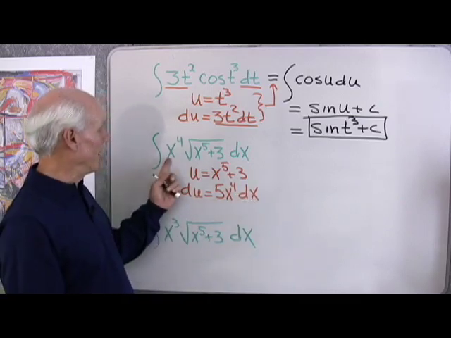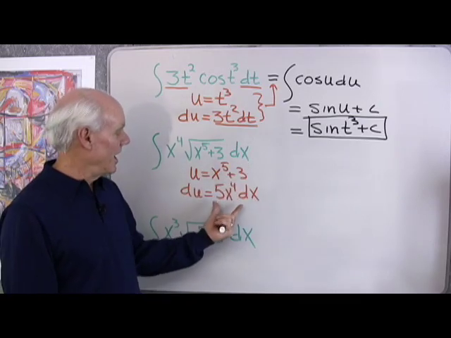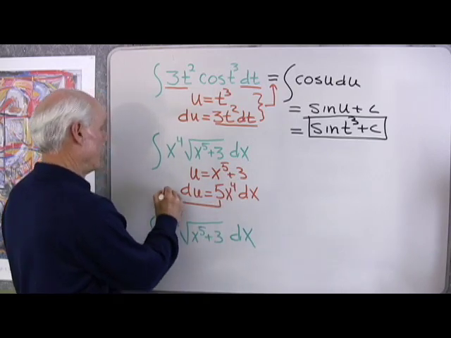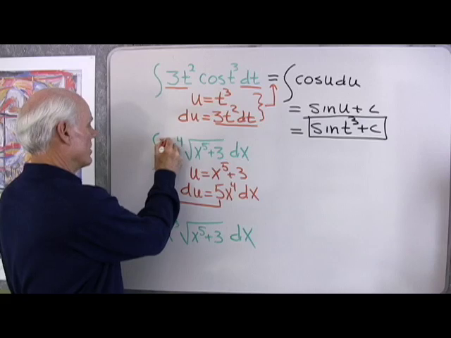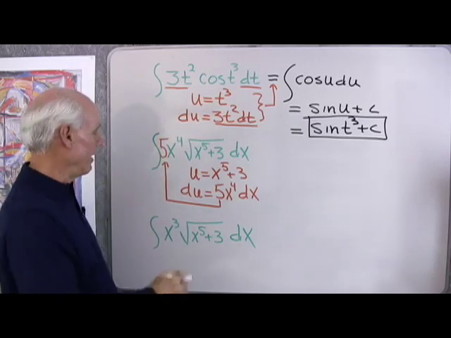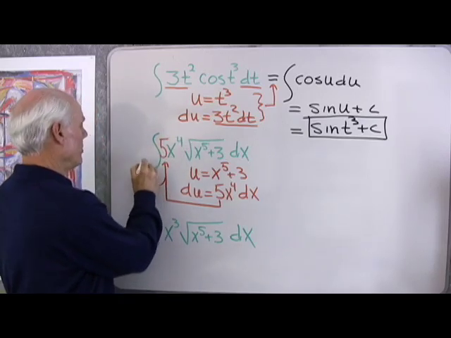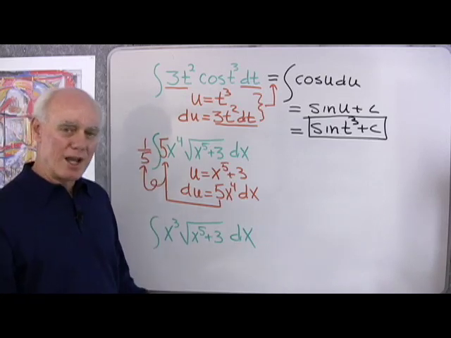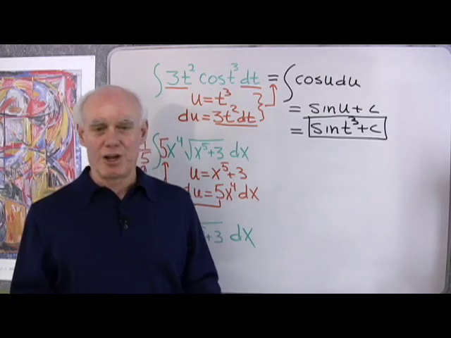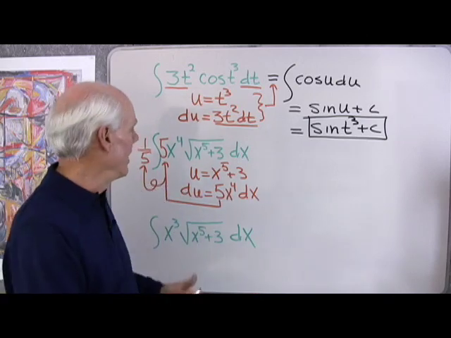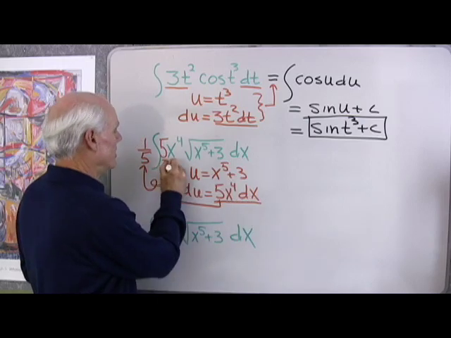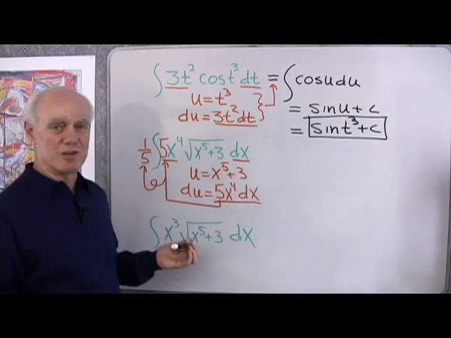Okay, so what do I have here? I have x to the fourth dx. I need 5x to the fourth dx. That's no problem. I'll take this 5 and just write it here as a coefficient, and then to make up for it, I'll multiply on the outside by its reciprocal 1/5. So I haven't changed this integral at all. Really, all I've done is multiply it by the number 1, but now it's set up so that I have my 5x to the fourth dx, which is what I need for du.